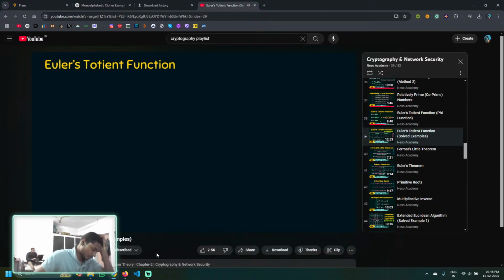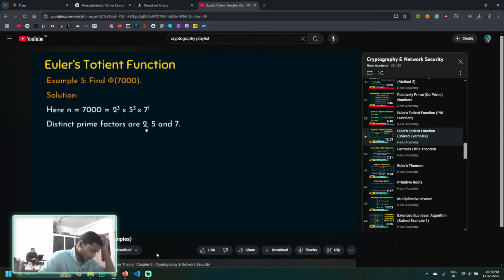Let's see one more example. Example number 5, which is finding phi of 7000. So here n is given as 7,000, right? This 7,000 can be written as 2 power 3 into 5 power 3 into 7 power 1. So obviously we have distinct prime numbers as 2, 5 and 7.